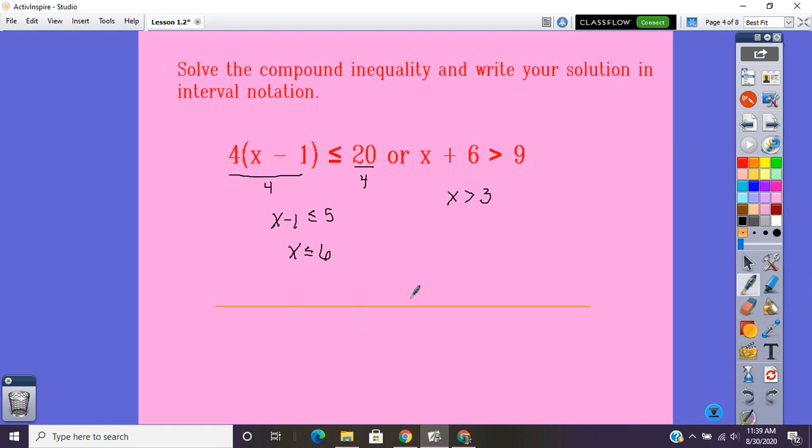This is kind of one of the special cases, but we'll go and do it. So here's 0, 3 is to the right of that, and 6 is to the right of 3. So what this says is x is less than or equal to 6. So we're going this way. And then or x is greater than 3.